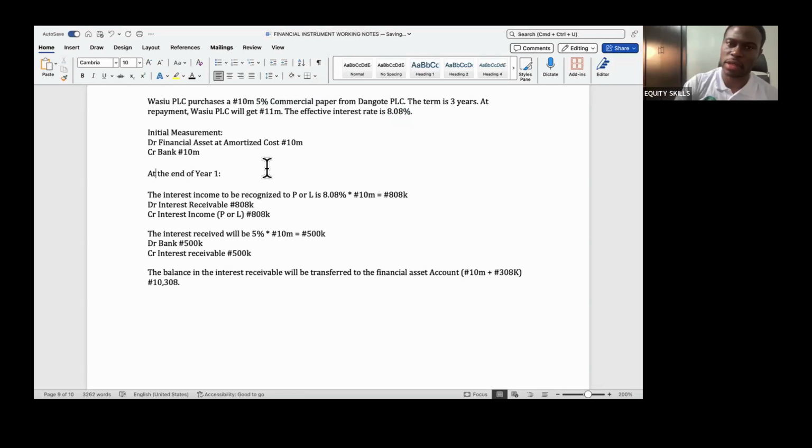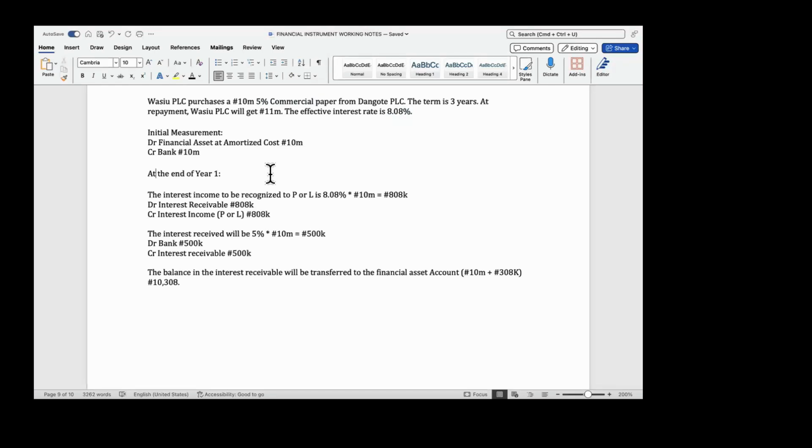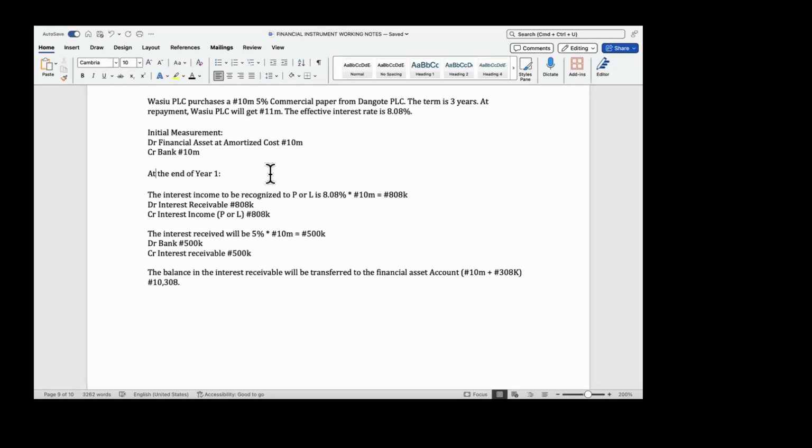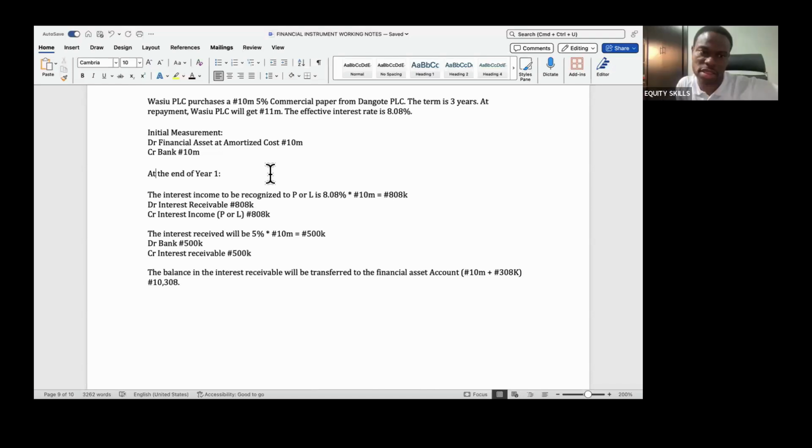Okay, sir. This illustration, this scenario now, I believe is only for when we are classifying the debt at amortized cost, or if we are classifying it as fair value through other comprehensive income, is there going to be any change, or is this the normal way we still follow? This is the normal way you always follow. Yes, this scenario is amortized cost. Okay, sir.